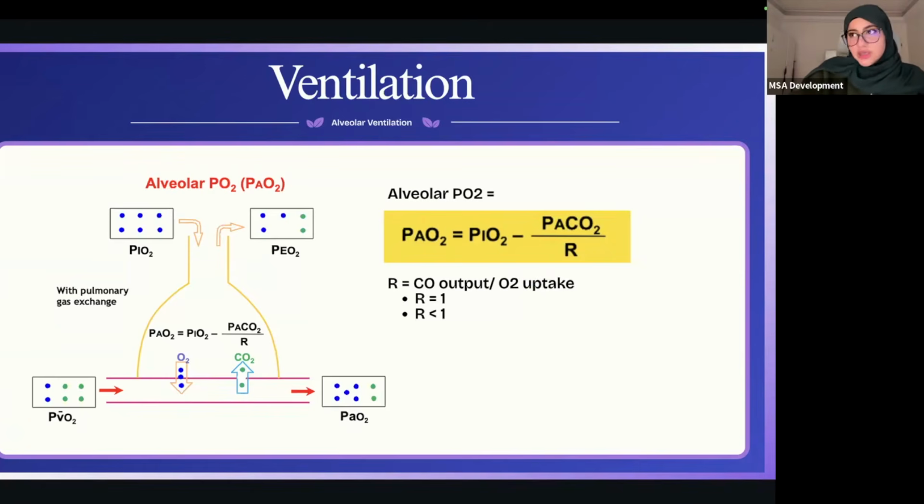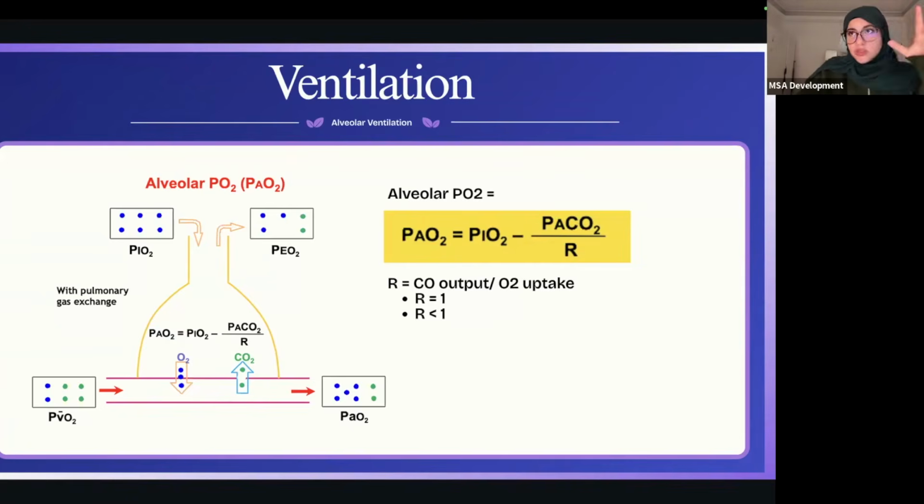And all this is saying is that if there's an equal amount of oxygen input to CO2 output, it's going to be one. And so if it's one, then this doesn't really matter. And it's just inspired oxygen minus the amount of CO2 inside of the alveolus. And if it's less than one, which it usually is, it's not pathological to be less than one. It's pretty normal, it's fine.